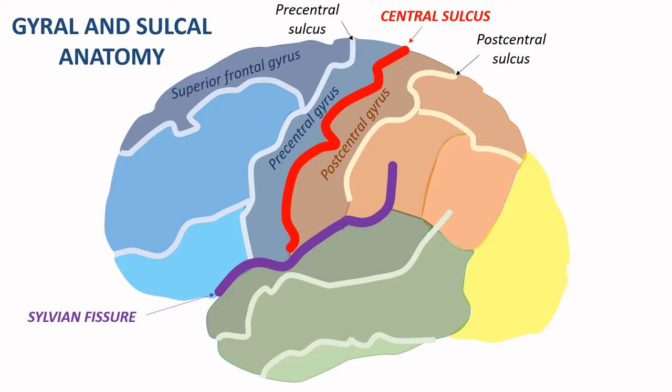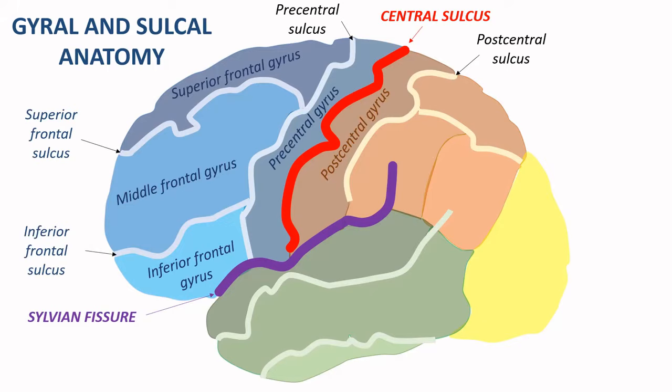Now, let's discuss the remaining gyri in the frontal lobe. On top, we have the superior frontal gyrus, then the middle frontal gyrus, and lastly, the inferior frontal gyrus. And these are separated from one another by two sulci, namely the superior frontal sulcus and the inferior frontal sulcus. Now, this terminology is, I believe, quite easy. We have three gyri, superior, middle, and inferior, divided by two sulci, a superior and an inferior one. Let's move on to the parietal lobe.